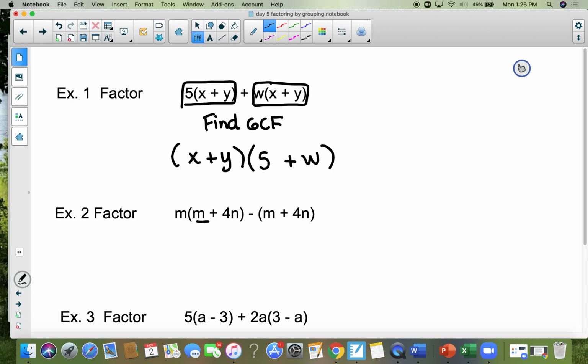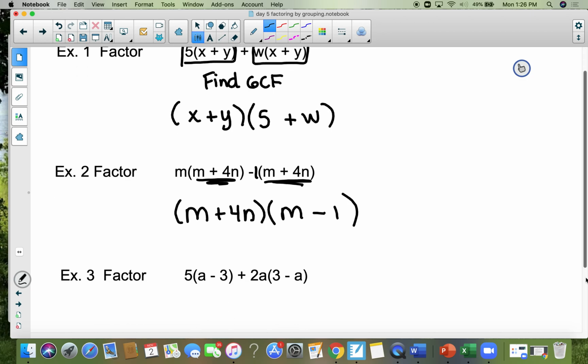Okay, this one, do you notice that they both have an m plus 4n in common? And when you take an m plus 4n out of that first one, you're going to have an m minus, there's a little imaginary 1 right there.